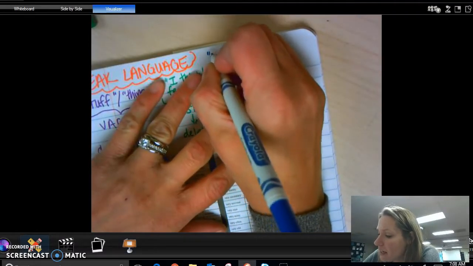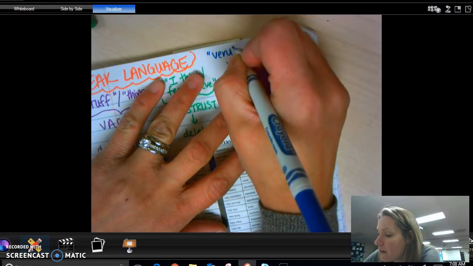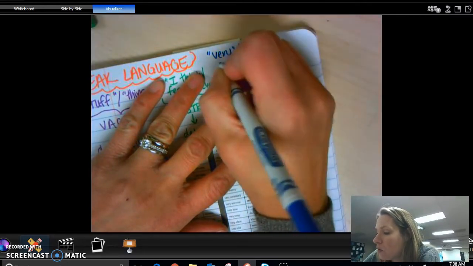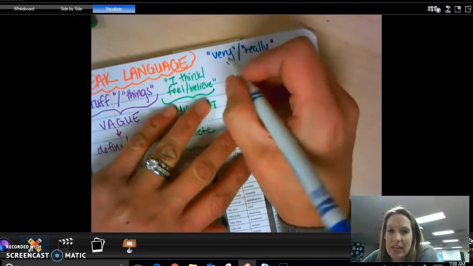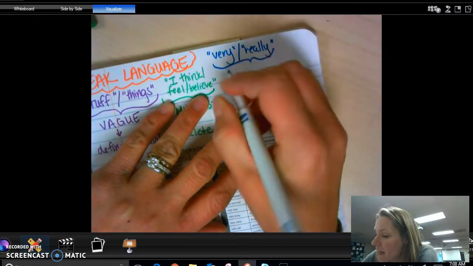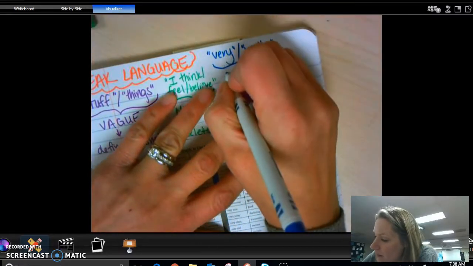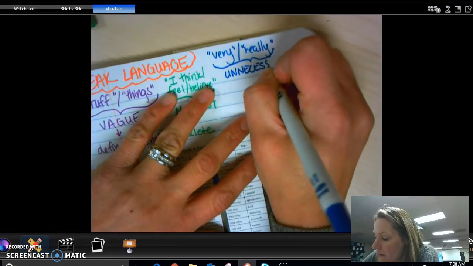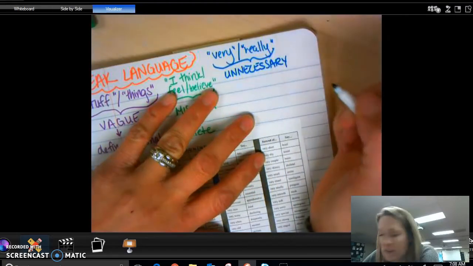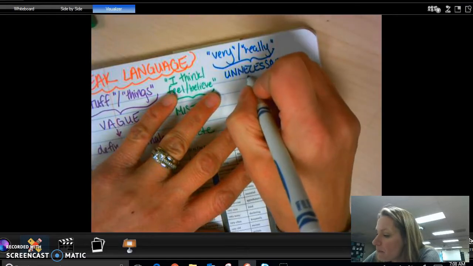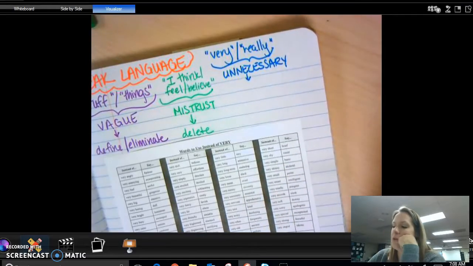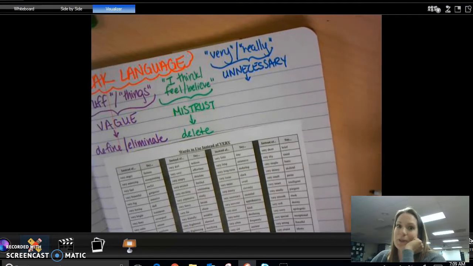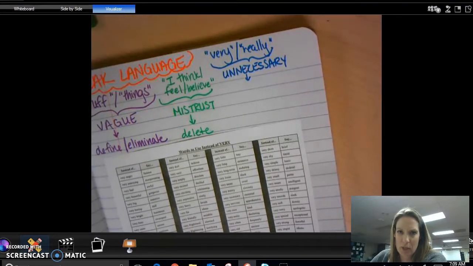Is the idea of very or really. Usually these words are used to create an emphasis, and the reason that they're weak language is they're really just unnecessary. I wonder if unnecessary only has one end, but that's okay, we're going to pretend. Usually if you're saying that something's really cold or it's very cold outside, you could just say that it's freezing.